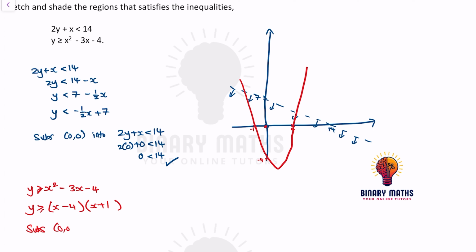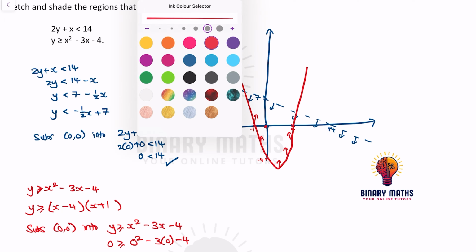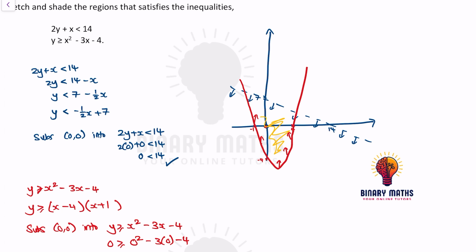Substitute 0, 0 into y greater than or equal to x squared, take away 3x, take away 4. So you get 0 is greater than or equal to 0 squared minus 3 times 0, take away 4. 0 is greater than or equal to -4. Is that true? Yes, it is. So it's the part that contains the origin. That's the part that you want. Now, as you can see from the blue arrows and the red arrows, the part that you do want, let's highlight it in yellow, is this part. So that's the shaded region that you want.